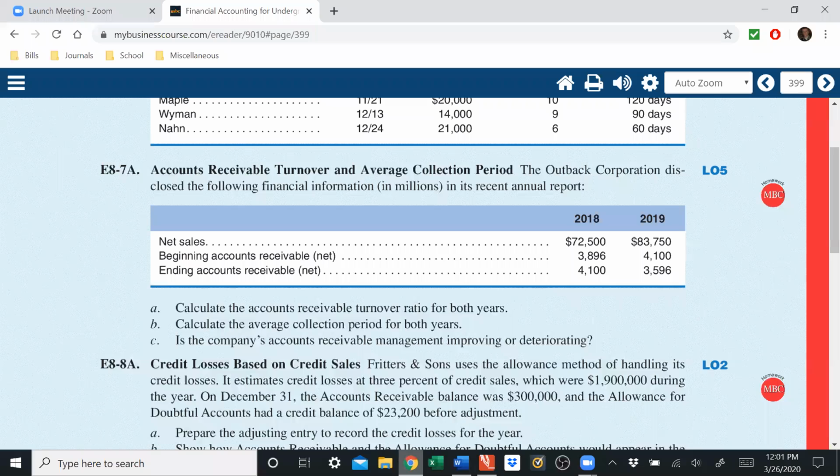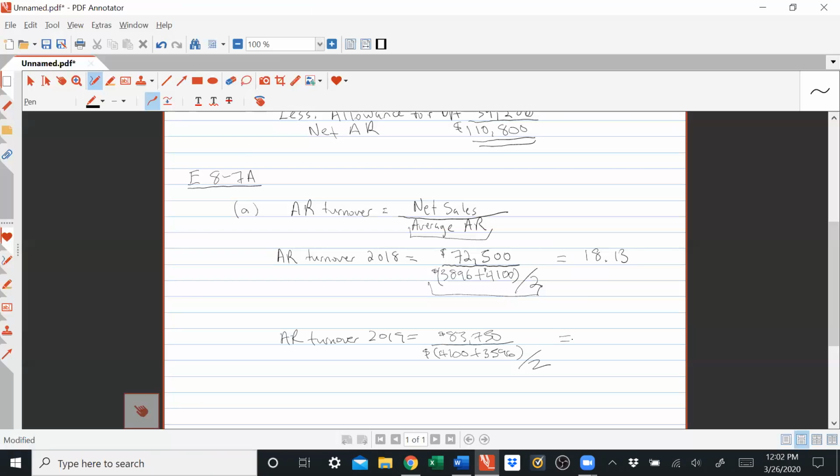83,750 divided by the average of 4,100 and 35.96. 4,100 plus 35.96, divided by 2. This will be in dollars, of course. So we have dollars divided by dollars. Dollars cancels, and we just get a number.